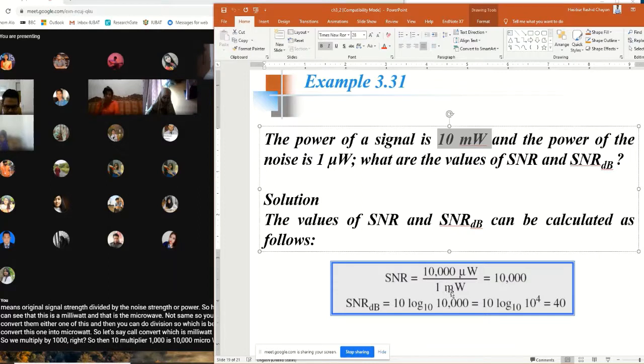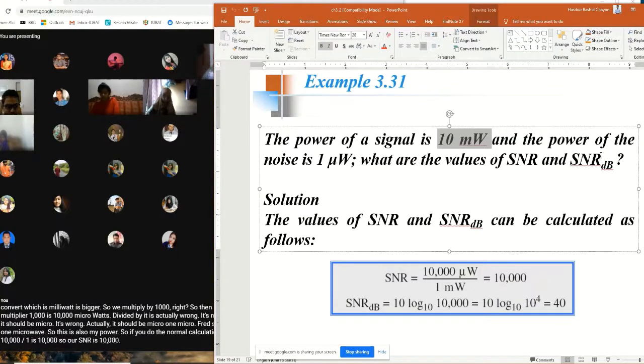Divided by, it is actually wrong. It's not milli, it should be micro. It's a mistake actually. It should be microwatt, 1 microwatt, on the right side. So this is also microwatt. If you do the normal calculation, 10,000 divided by 1 is 10,000. So our SNR is 10,000.